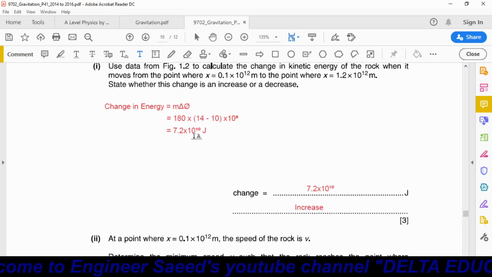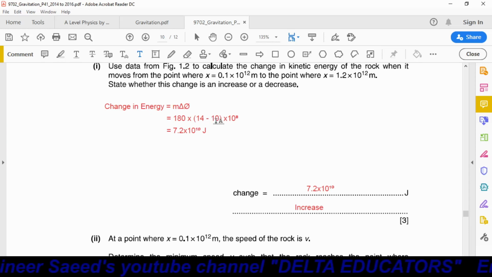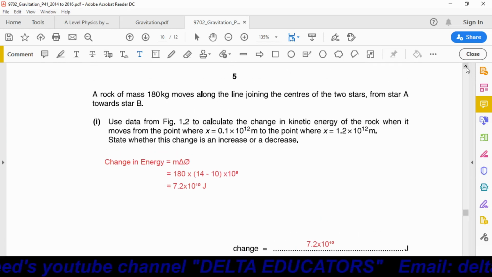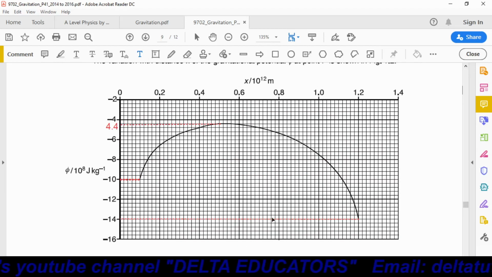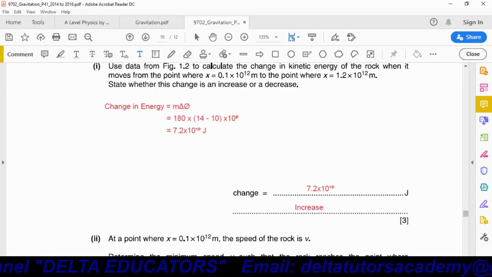For the difference, we just have to subtract the potential at a distance of 0.1 from the potential at a distance of 1.2. At 1.2 potential is 14, and at 0.1 potential is 10. So the difference will be 14 minus 10 into 10 power 8.